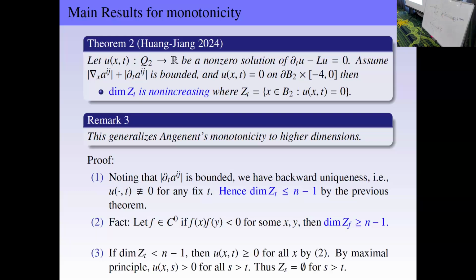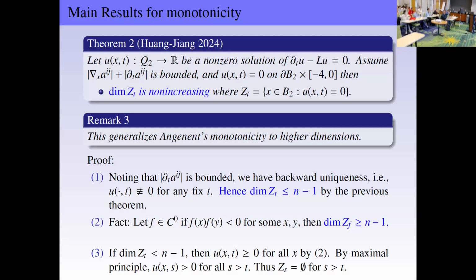So based on this fact, if we assume the dimension is less than n minus 1, we know that the function cannot change its sign. So we can assume that u(x,t) is always non-negative for all x. Now we can use the maximum principle, and u will be positive everywhere. That means there is no nodal point again. So based on this, we can very easily show that the dimension is not increasing.